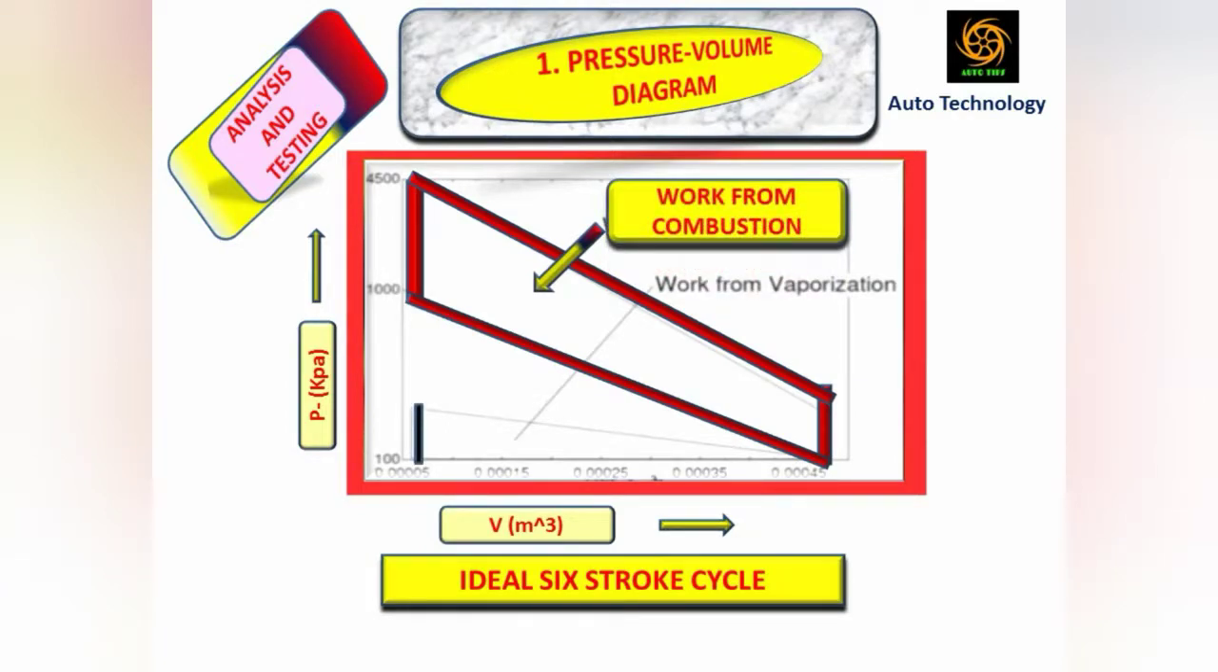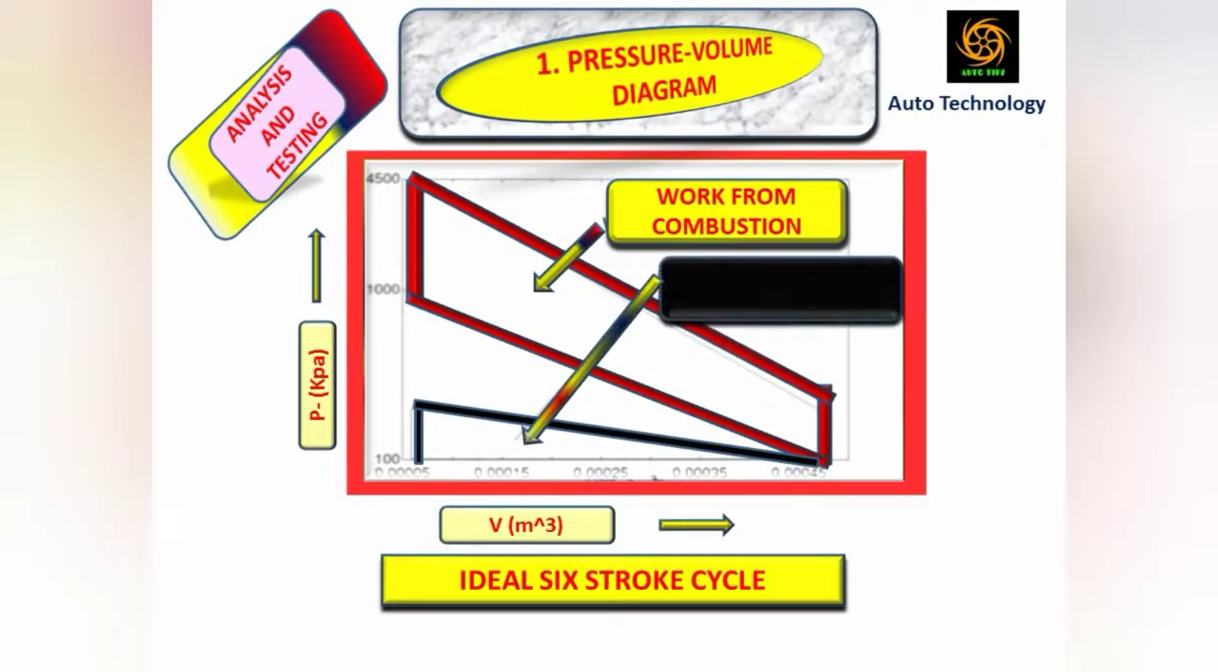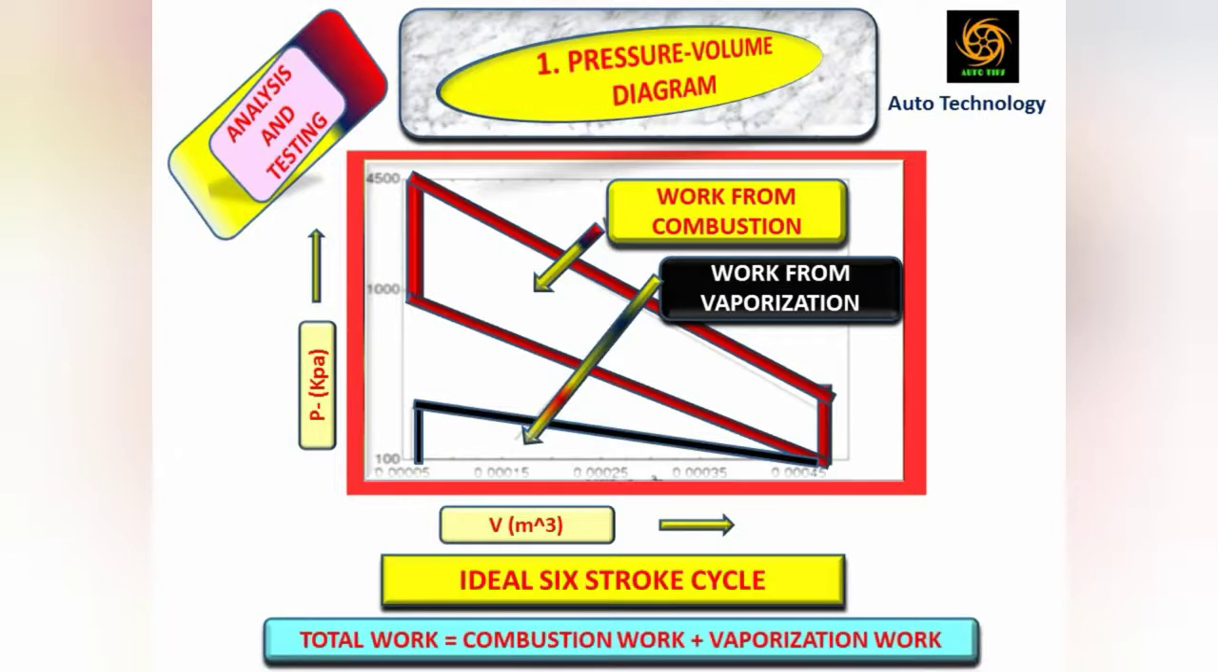This is the second pressure volume diagram. This diagram indicates work from vaporization. This is the additional power stroke of the 6-stroke engine. So now we see total work equals combustion work plus vaporization work. Due to the additional power stroke in the 6-stroke engine, we get more efficiency.